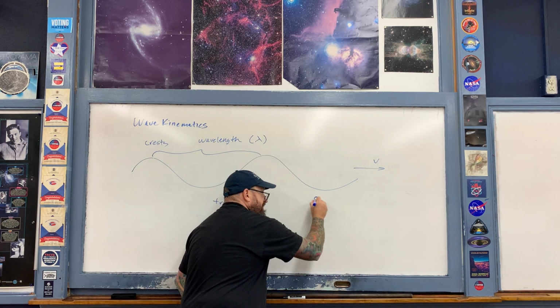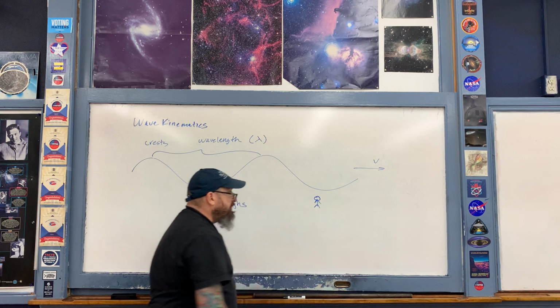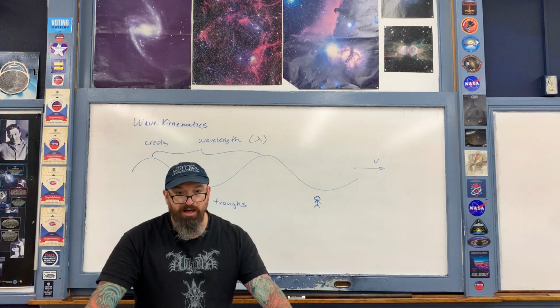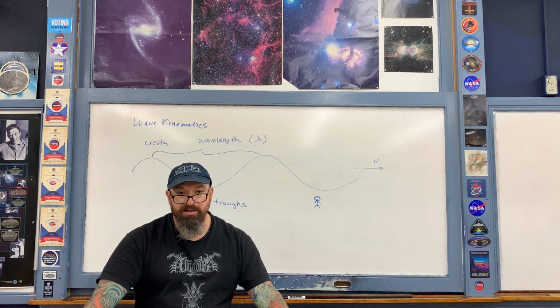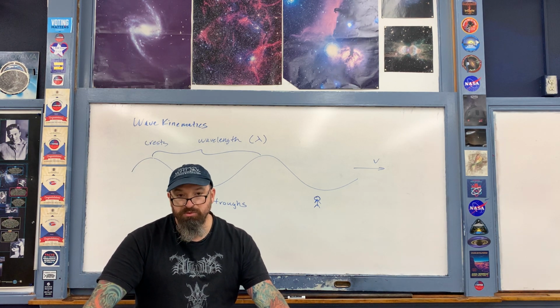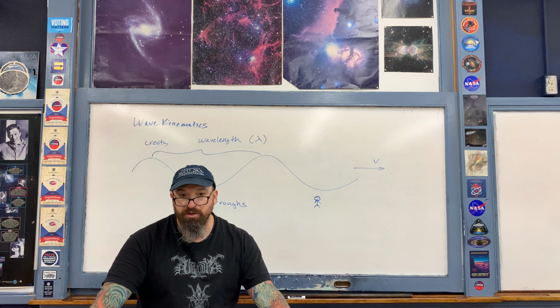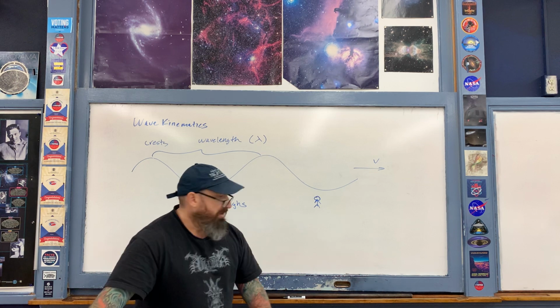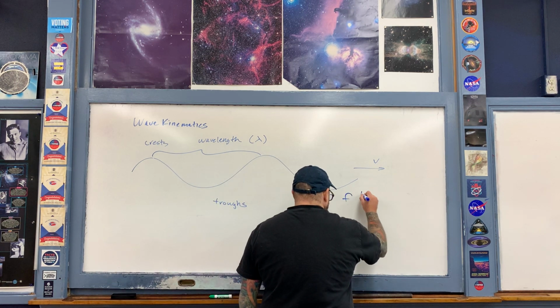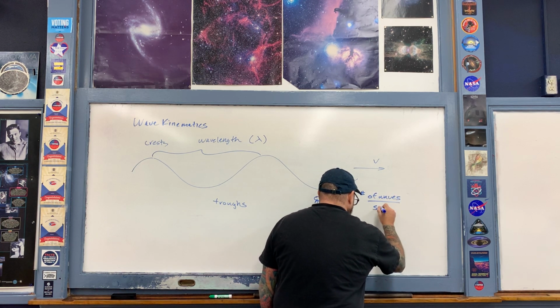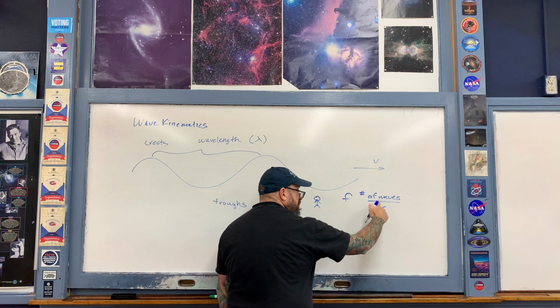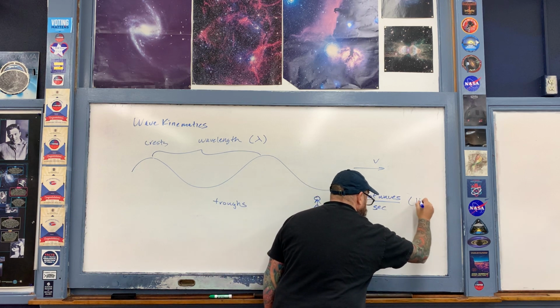And now let's say, for example, that there's a person here, like so, just watching the waves go by. Let's say that the person counts the number of waves, the number of wavelengths that goes by per second. In doing so, the observer is measuring the frequency. So the frequency f is the number of waves per second. Once again, anything that is in terms of per second is referred to as hertz.